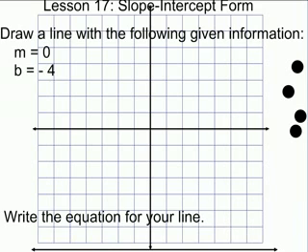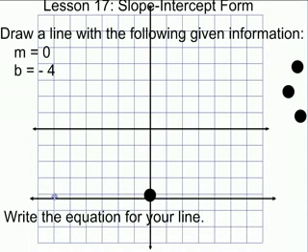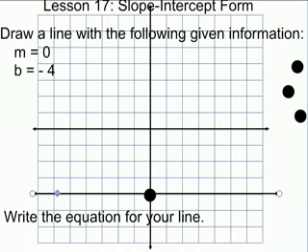Okay, the last one. My y-intercept is -4 and my slope is 0. So we start with the y-intercept. It's -4, 1, 2, 3, 4. And a slope of 0 means it's horizontal. So it's just a line that goes through that dot. So I draw a line from one edge of the graph paper to the other with arrows at the end of it.